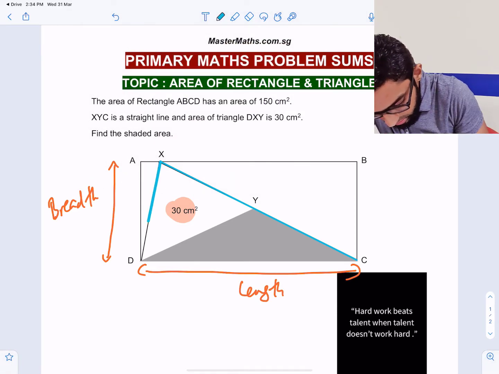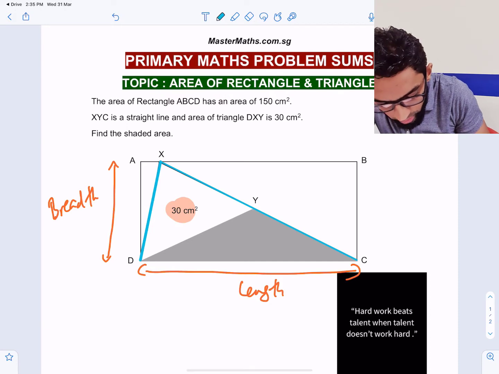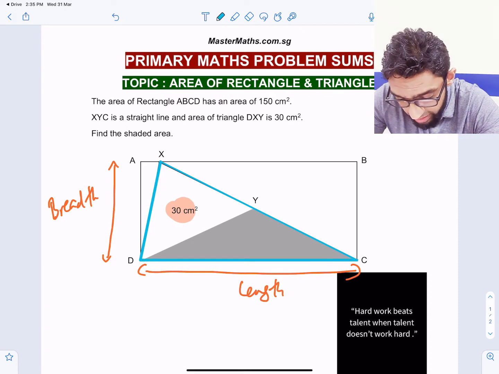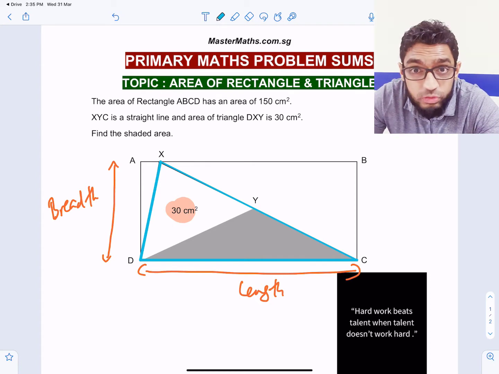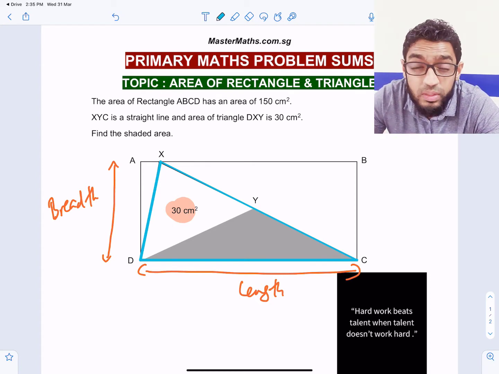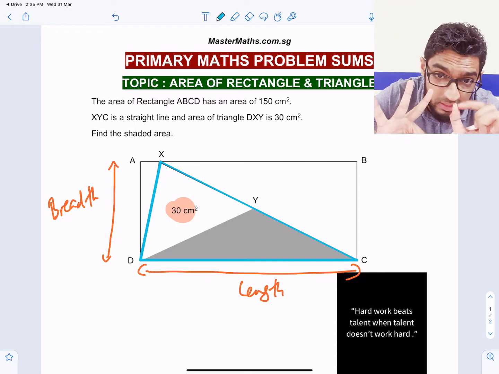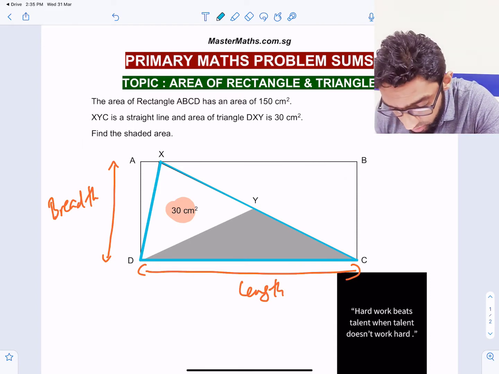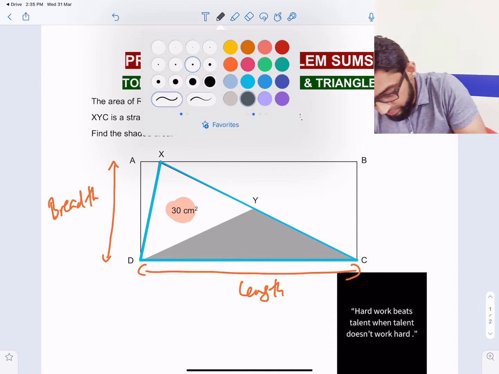This triangle in blue. Why do I say that? Because we already have 30 there. If we are able to find the blue triangle area, we take that minus away 30, we can get the shaded area.